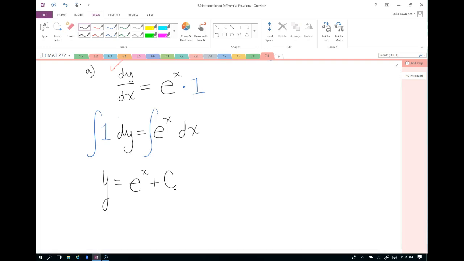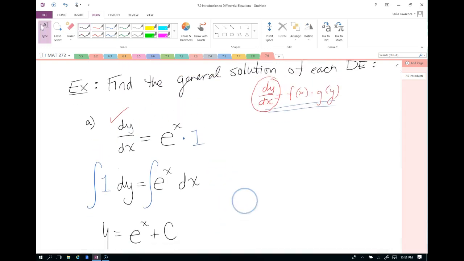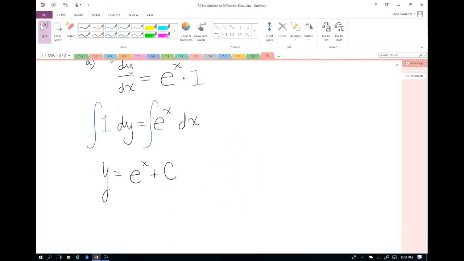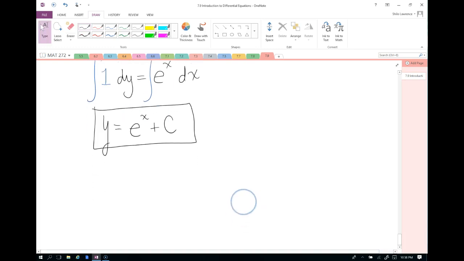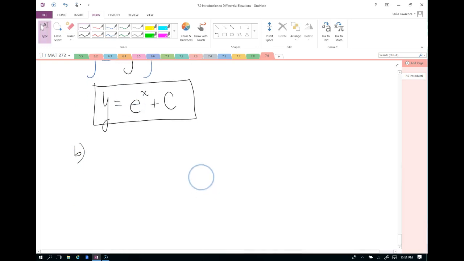And then, if possible, we solve for y. This one's already solved for y. And we were just looking for a general solution, which means we're not solving for the c. So we're all done. That's it. y equals e to the x plus c. Now, it's probably one of the easiest ones you're ever going to see. They can get a little bit trickier.